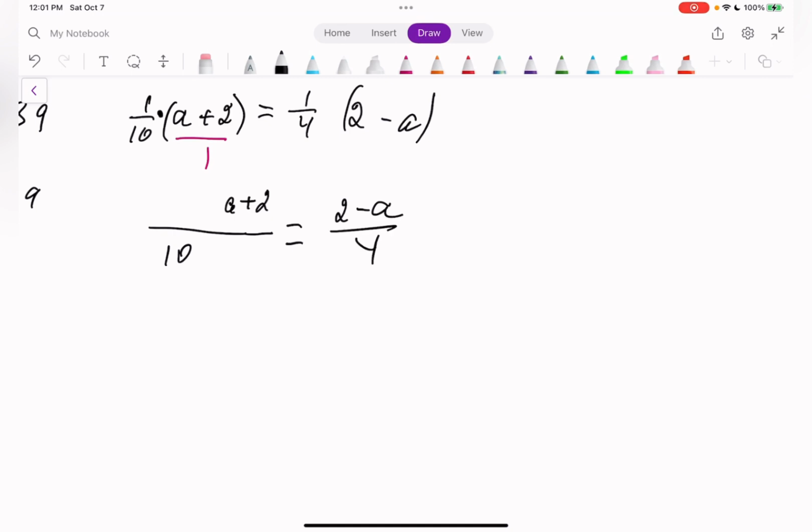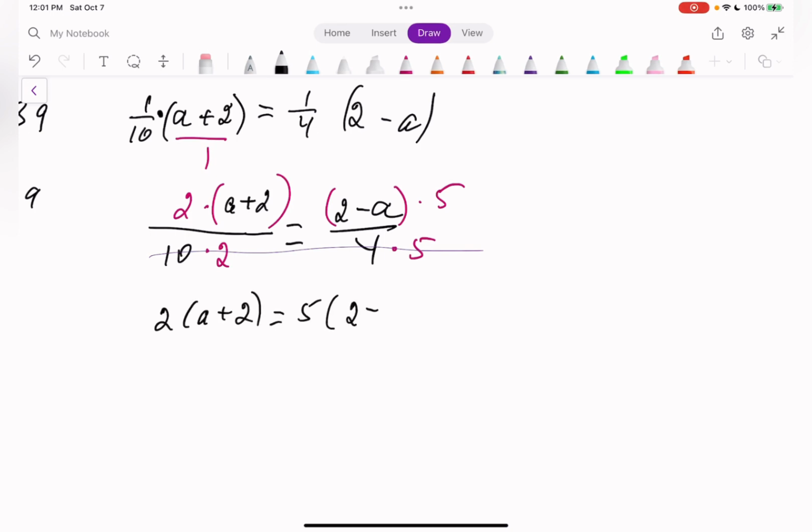Okay, so 10 and 4, the common denominator is going to be what? 20, because 20 I can divide by 10, 20 I can divide by 4. For 10, I have to multiply by 2 to get 20. For 4, I have to multiply by 5 to get 20. So 20, 20 out of the window, and I get 2 times a plus 2 equals 5 times 2 minus a.